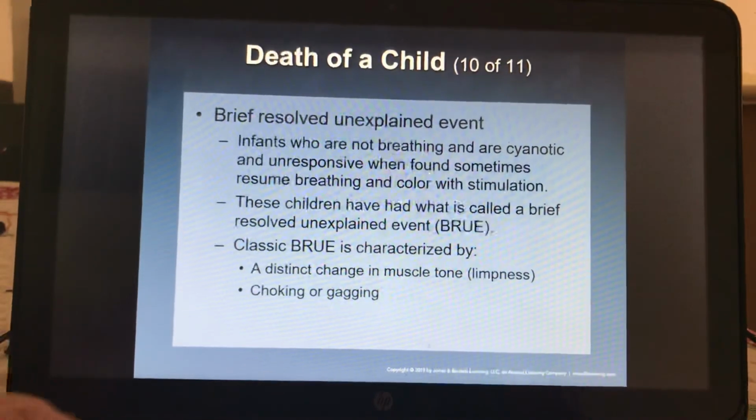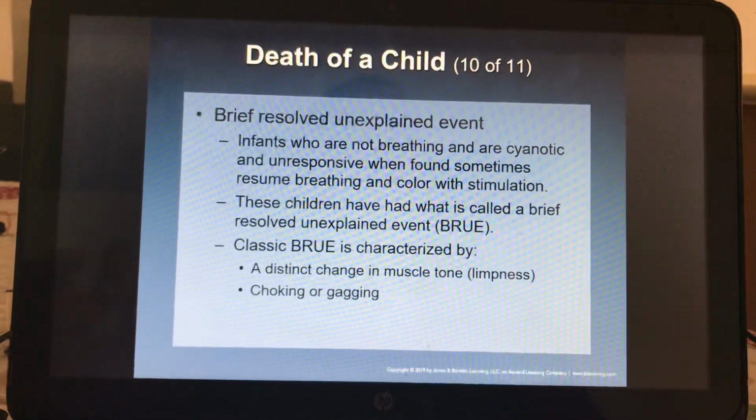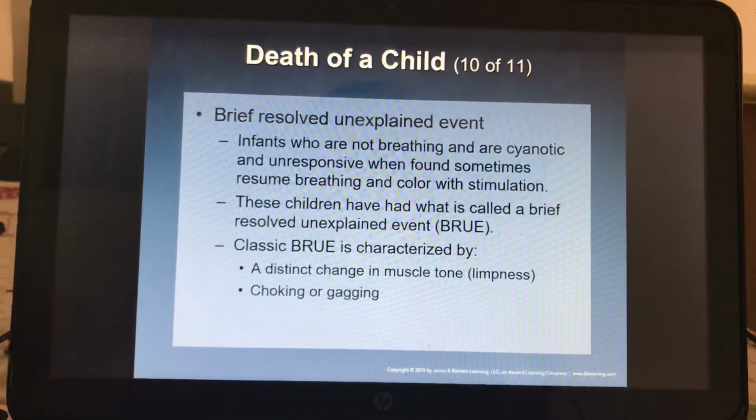There is something called a BRUE. I don't know why this is under death of a child, because it's not really a death of a child, but you will get called out for a BRUE, B-R-U-E, brief resolved unexplained event. They used to be called ALTEs, apparent life-threatening events, but now they're called BRUEs. Basically, you'll be called out for a child not breathing, limp in mom's arms, whatever. The kid's fine, and then all of a sudden they have what is called a BRUE. They just stop breathing, heart stops beating, whatever, and it's like a light switch turns off, and about 10, 15, 20, 30 seconds later, it flips back on. It happens. You'll get called out to those.